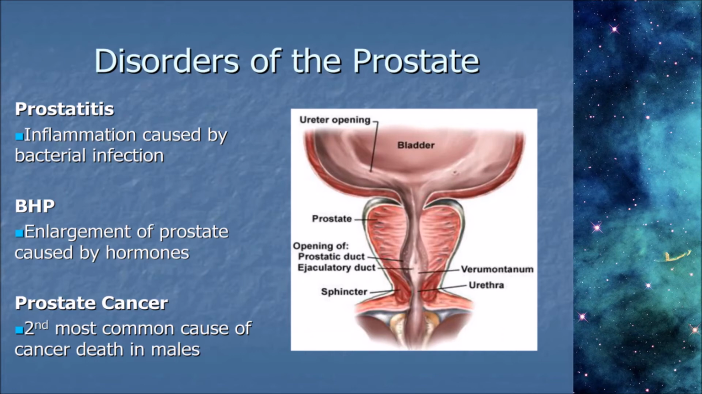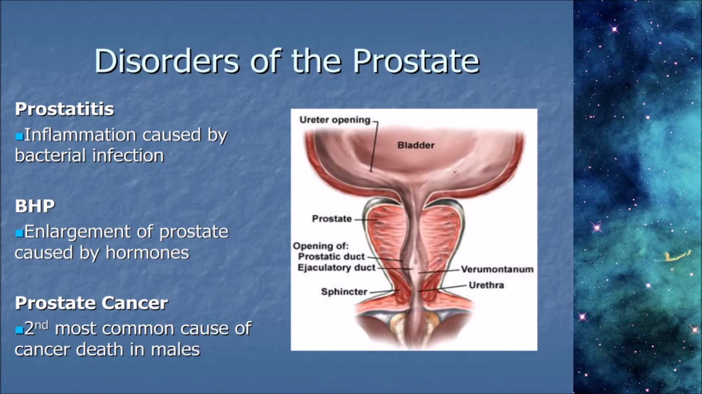Another type of disorder is something called BPH, or benign prostate hyperplasia. Remember that hyperplasia means greater than normal growth, and benign means non-cancerous. So benign prostate hyperplasia is an enlargement of the prostate, which is usually caused by androgens, specifically testosterone. And again, it can pinch off the urine flow, making it very, very difficult or uncomfortable to urinate.